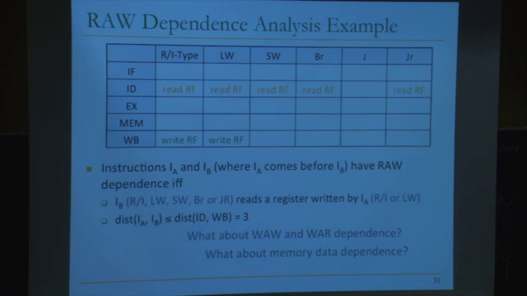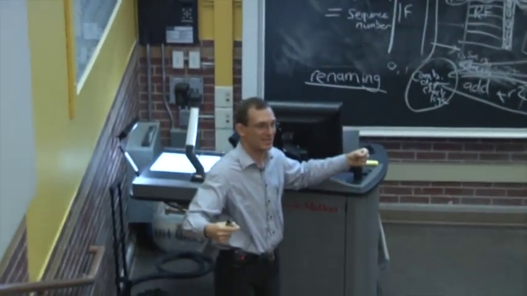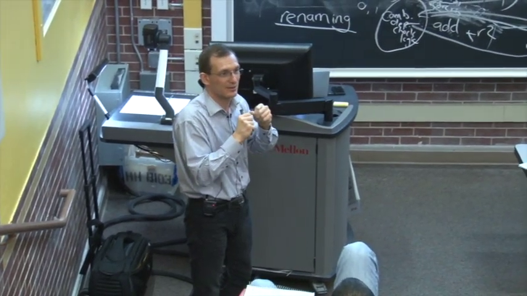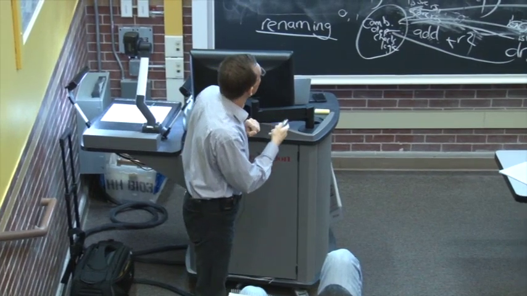But memory also leads to data dependencies, right? The difference is you do not know the memory address until you execute the instruction, whereas with register dependencies, you know the register address. So register dependencies are easier to handle. Memory dependencies are a little bit harder to handle, but we will see that.